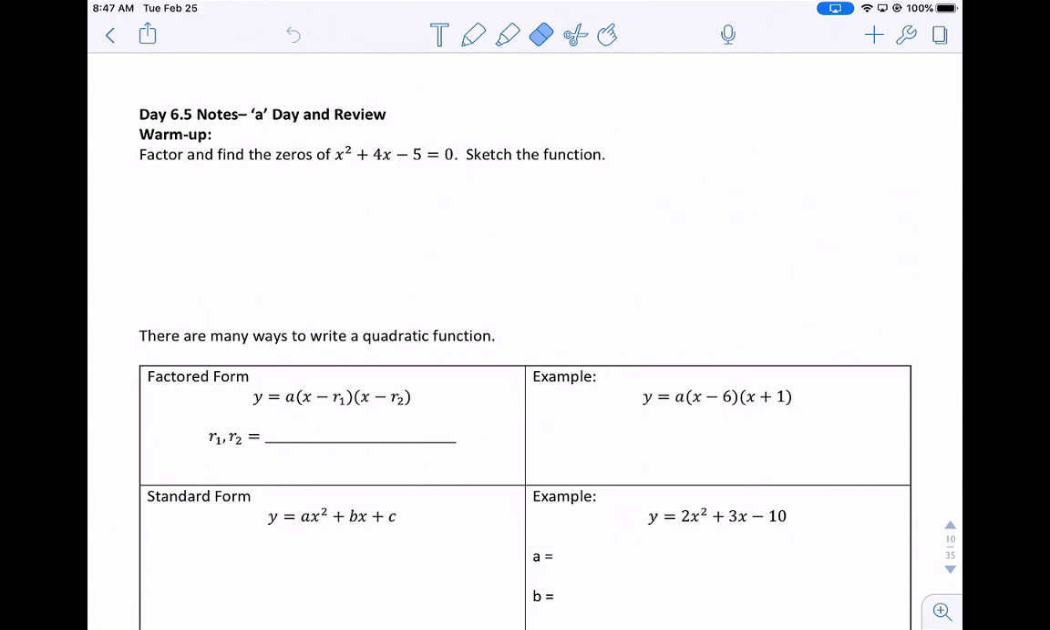Today we're going to review the a value in a quadratic equation, what it does, how to find it, and how to use it. We're also going to review other parts of a quadratic. So for the warm-up, factor and find the zeros of x squared plus 4x minus 5 equals 0.